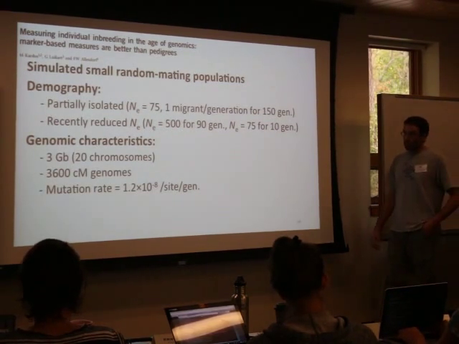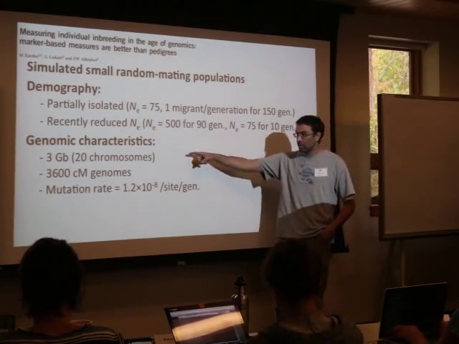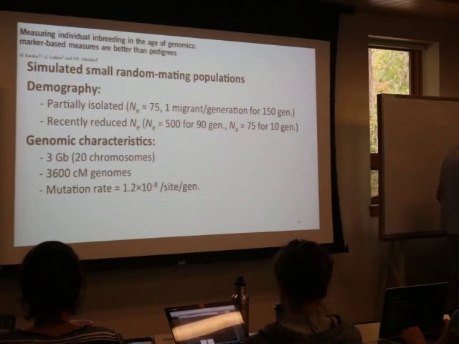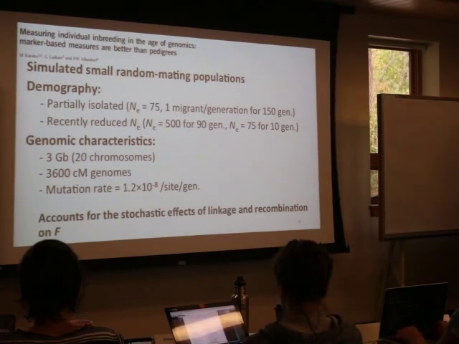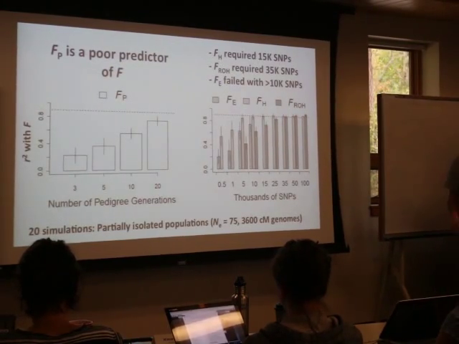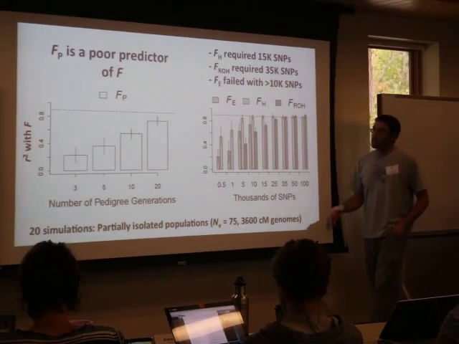And the genomes were 3 gigabase genomes, 20 chromosomes, a 3,600 centimorgan genome, and a reasonable mutation rate for mammals. So this accounts for the stochastic effects of linkage and recombination, I think in a pretty realistic way. And these are the results of that study.